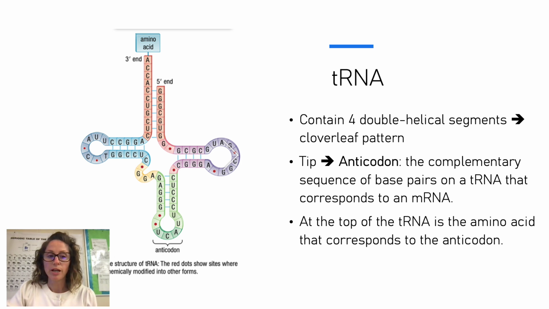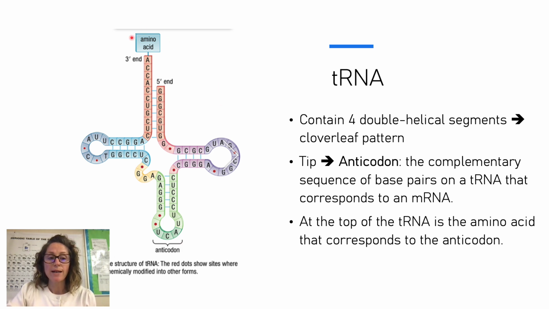So let's look at the tRNA. The tRNA is RNA, so it is single-stranded, but there is a lot of complementary bonding within that single-stranded RNA. So we end up with 4 double helical segments: 1, 2, 3, and 4. The tip of the tRNA contains the anticodon. So this is complementary to the codon of the mRNA. So, for example, if this is the anticodon UCA, the codon that this is going to bind to on the mRNA would be AGU.